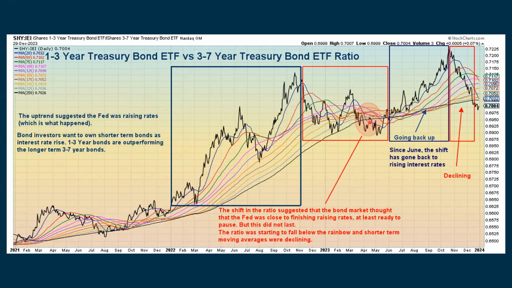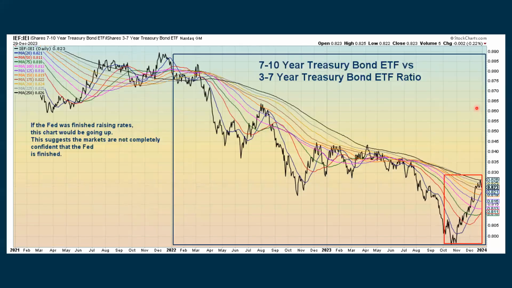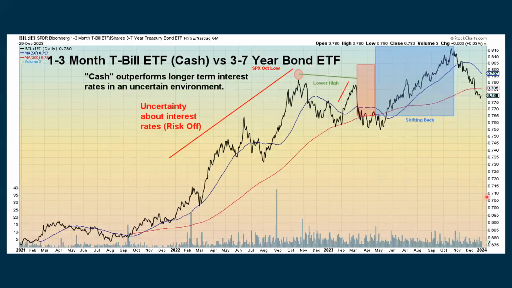But then everything shifted over the summer and we saw this ratio starting to go back up and stocks really became under pressure. Well, now this is starting to come back down again, suggesting that maybe the Fed is in fact done raising rates. And then this is an inverse of that same chart. When we were coming down, that means interest rates are going up. Now that this is going back up, that means interest rates are going back down. And then we look at cash based on the 1 to 3 month T-bill and compare it with further out bonds. When this is going down too, that's more friendly for the inflationary environment.